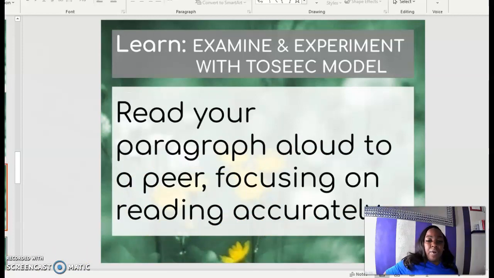You're going to read your paragraph aloud to a peer, focusing on reading accurately. Now, if you don't feel comfortable with them reading to the class, maybe you can start a breakout room and have them read to an AB partner or something like that, where they're exchanging their dialogue, and you can monitor what's going on, like pop in inside of the groups to make sure that's what they're doing.